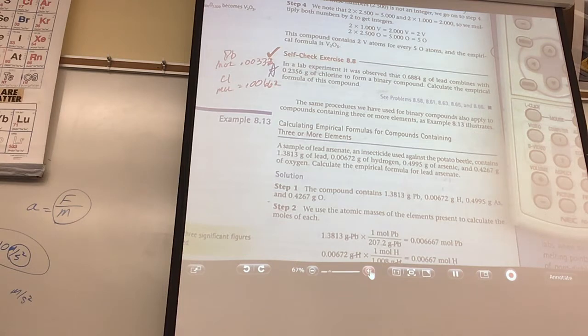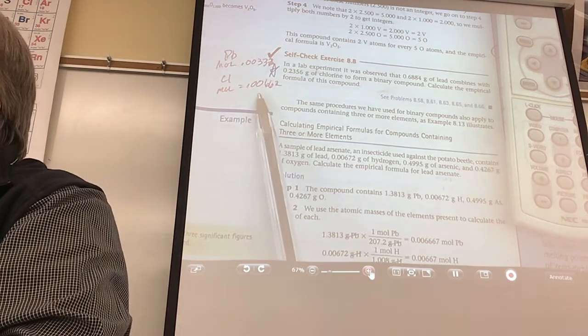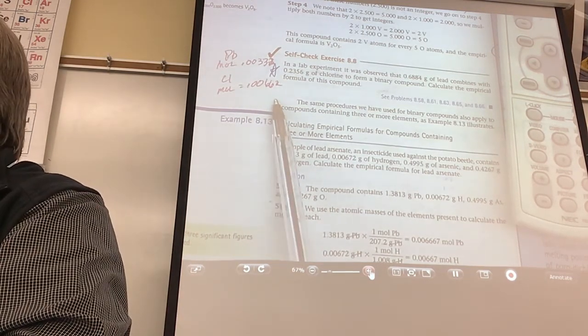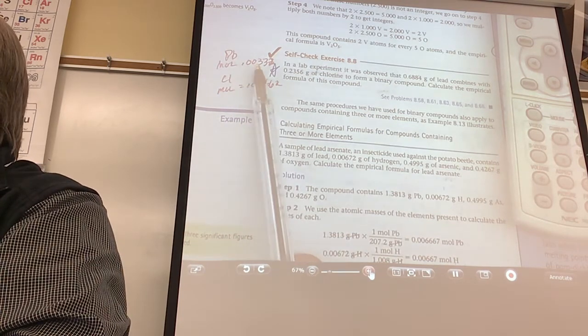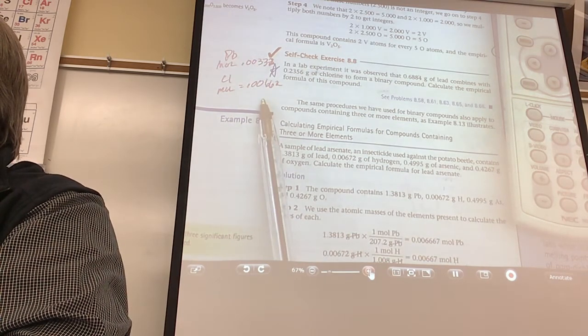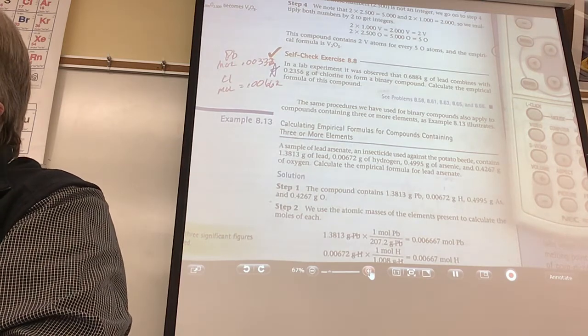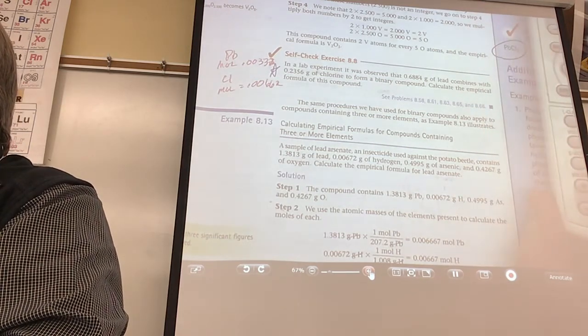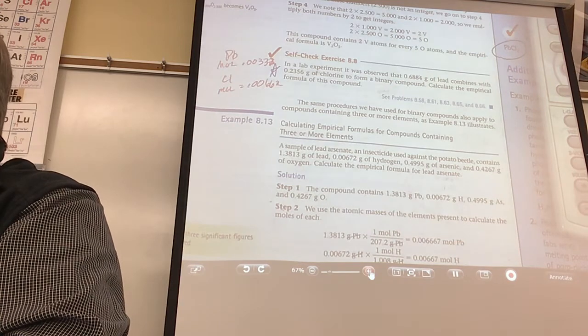Now, I can look right here at those ugly numbers, and I'll bet I can tell you something. What's going to happen if I divide them all by the smaller? What's the first number divided by 0.00332? Isn't that 1? What do you think the second number, divided by the smallest number is? Isn't that 2? So for every one of these, you have to have 2 of those. So what's your final answer? PbCl2. What do you think?